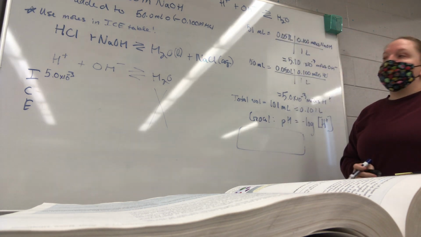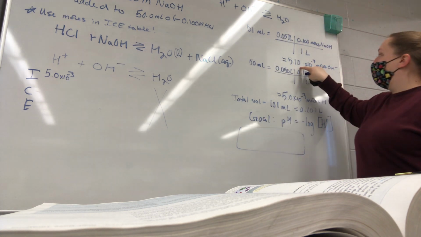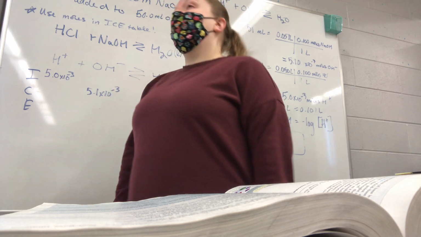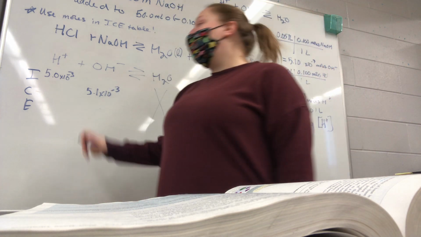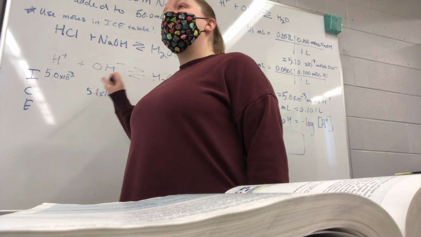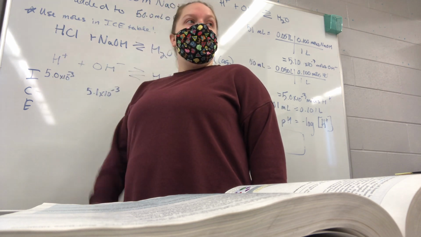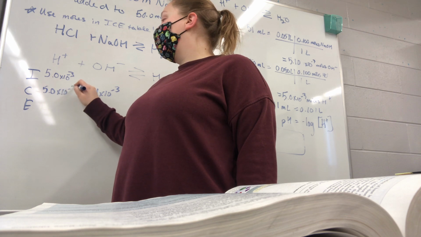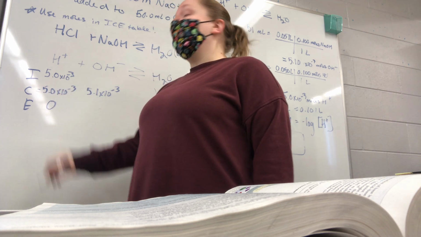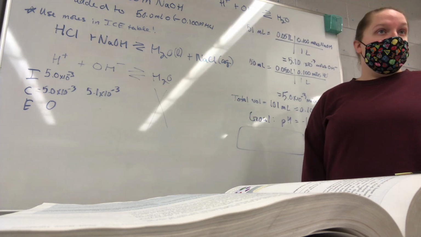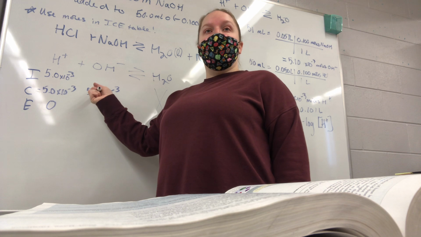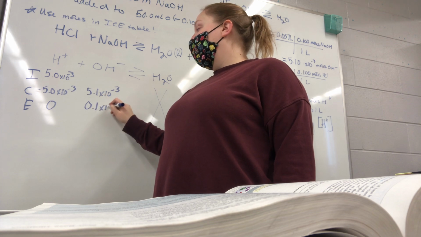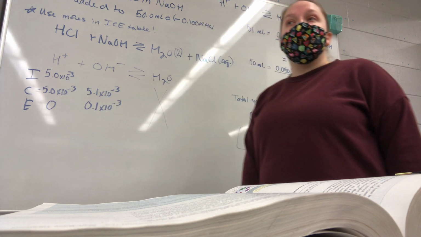Our goal is still pH. In this case, our 5.1 times 10 to the negative third is our change. Now, how much of this 5.1 times 10 to the negative third is actually going to react with the H plus? Only 5 times 10 to the negative third, right? So we're going to put that here. Our hydrogen is going to be completely consumed, correct? How much of this actually gets subtracted then? Just the 5 times 10 to the negative third, right? So what should be left here? 1 times 10 to the negative fourth.